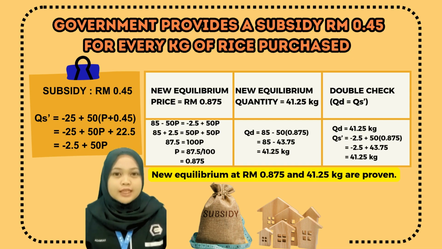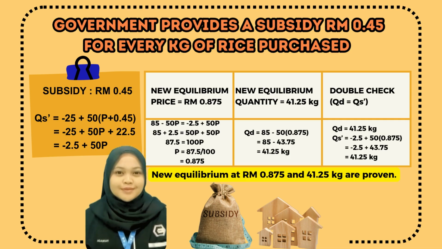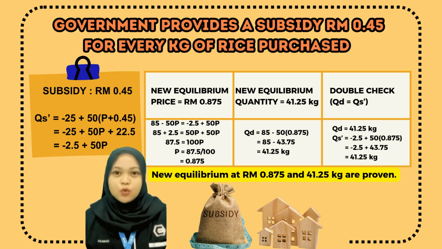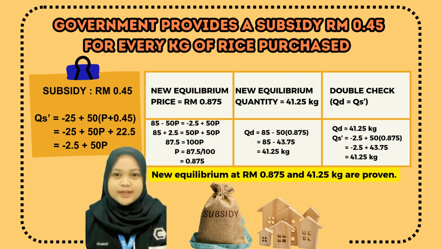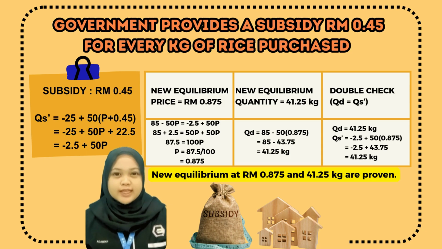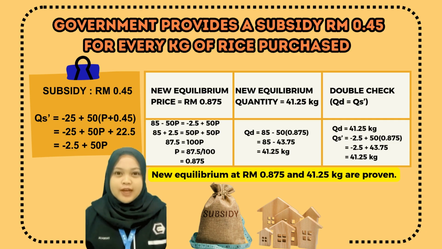Substitute this price back into both equations. The equilibrium quantity is 41.25 kilograms. So, to prove that this new equilibrium is correct, we double-check by setting quantity demanded equal to the subsidised quantity supplied. Using the demand equation, we substitute the equilibrium price: quantity demanded equals 85 minus 50 times 0.875, which simplifies to 41.25 kilograms.